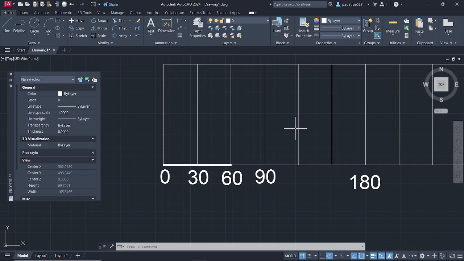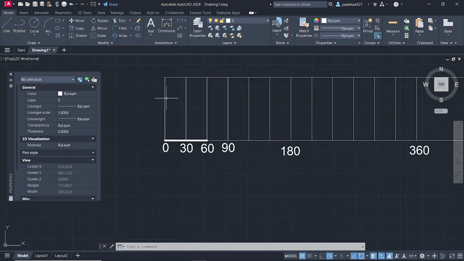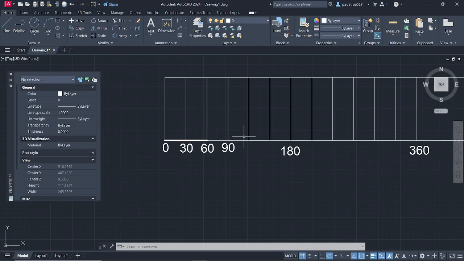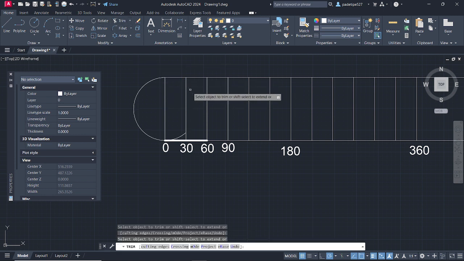Now remember when we said if we want to draw simple harmonic motion, we need to start with a semicircle, right? Because from the question we have simple harmonic motion also for the fall. So our work is quite easy. From 60 here to this 180 is simple harmonic motion. From 180 down to this point is also simple harmonic motion. So what do we do? We come here. Earlier on we drew a circle of this radius, right? We trim this part off, or you can draw an arc. Depends on you. I decided to just draw a circle.